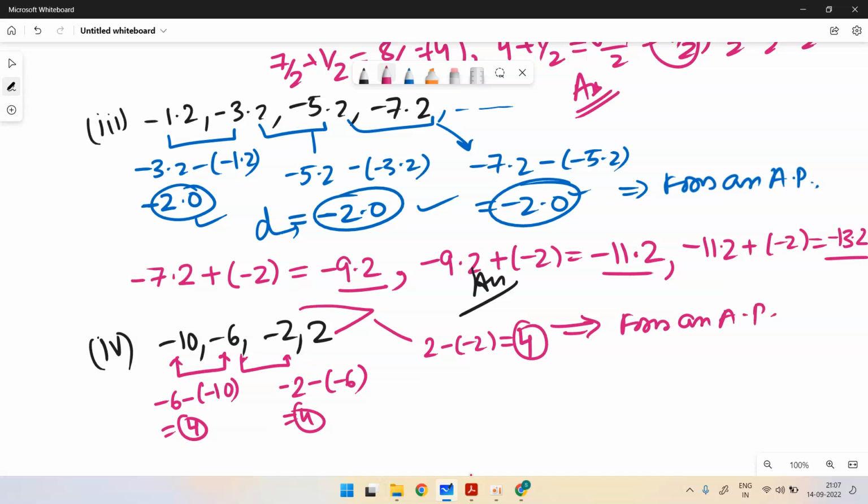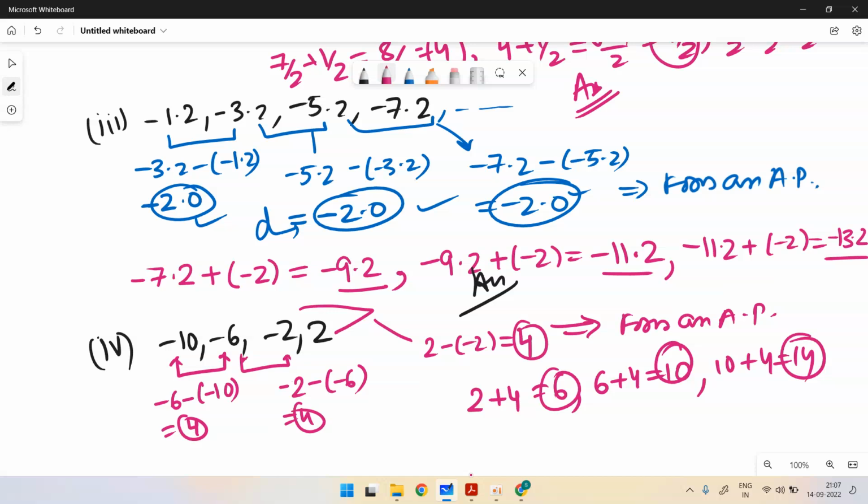Now you need to find the next three terms. What are the next terms? This is 2 plus 4, which is 6. After that, 6 plus 4 is nothing but 10. And then after that, 10 plus 4 is nothing but 14. So 6, 10, and 14 are my next three terms of the AP. What is my fifth part?